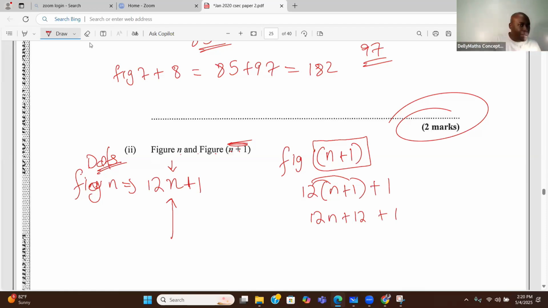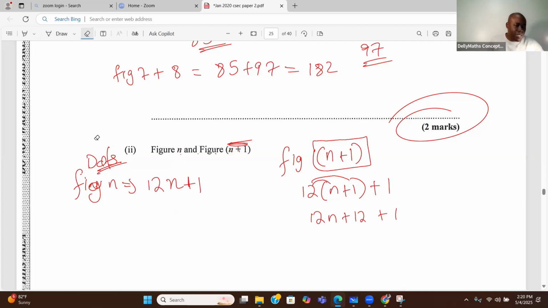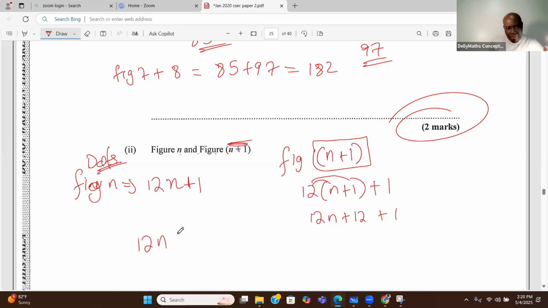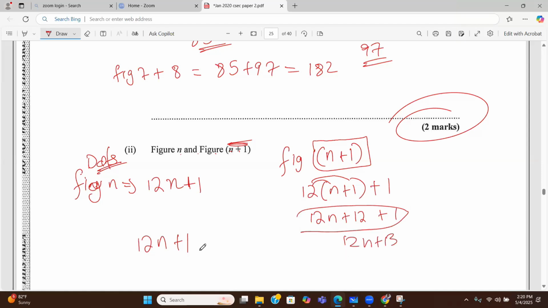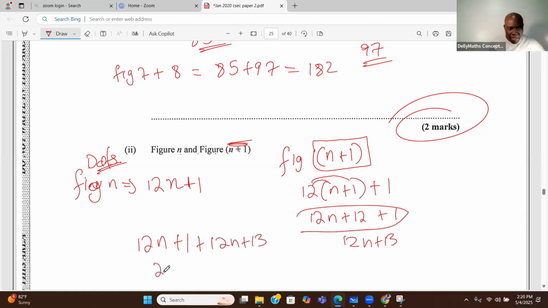So be careful. This is the question people always get wrong. When you're going to add them, you're going to add this, then you're going to add this. But can everybody agree that this is 13? Yes, sir. So you're going to add this, and you know what you're going to get? 24n plus 14. That's the answer, because you're adding them.